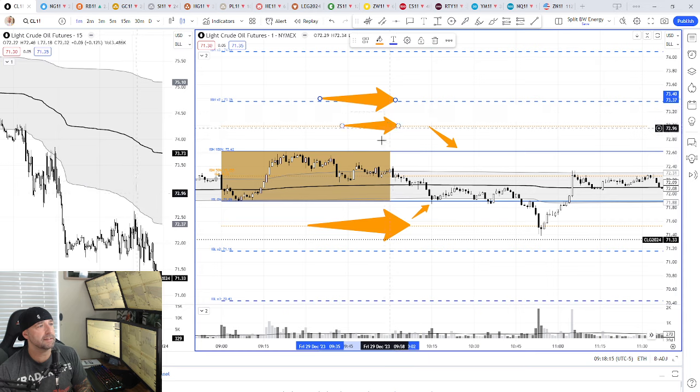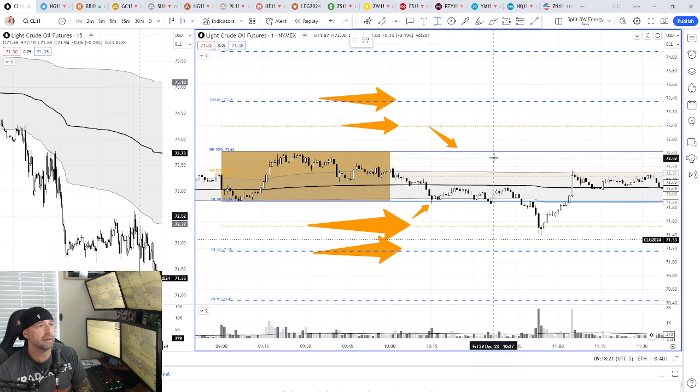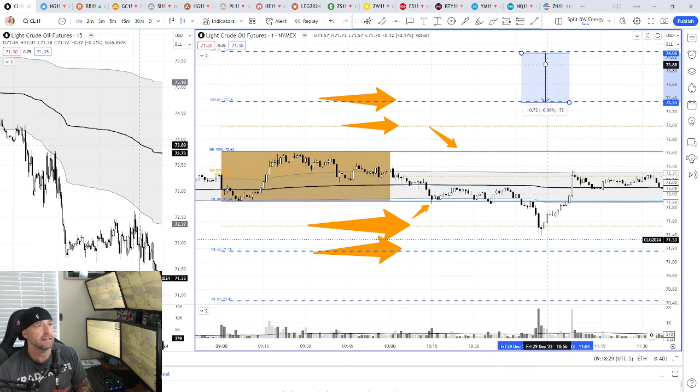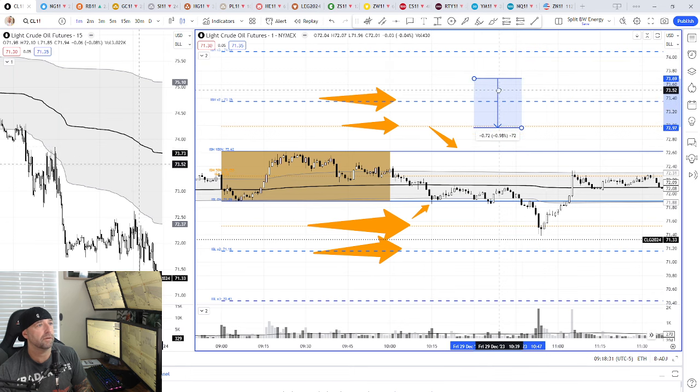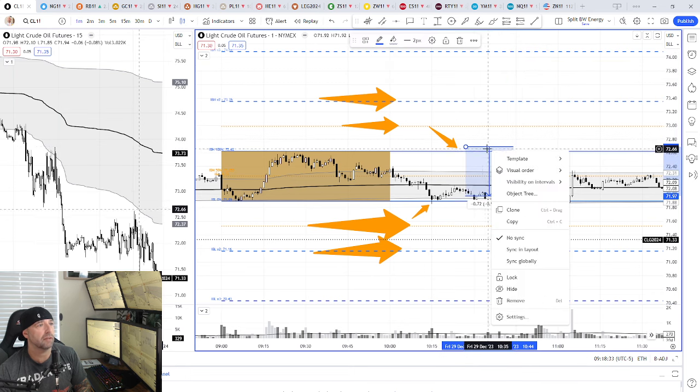We have 2x IB, okay, and then 3x IB. Why 2x and 3x? Well, if we're going to take the distance of the IB and move it, we have 2 and 3. That's all it is. These levels are very powerful. Okay, and then the 50% mark as well.